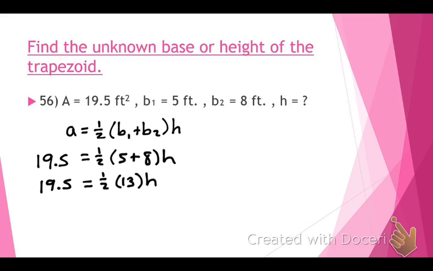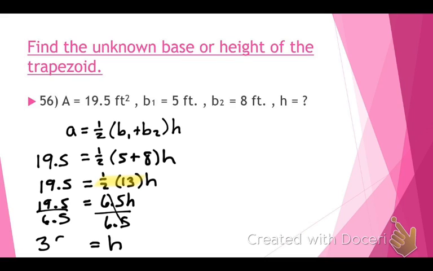13. Okay, once again, still nothing to do on the left side. Is there anything to do on the right? Yes, 1/2 times 13. What is half of 13? 6.5. Guys, what's not allowing the h to be alone? How do I get rid of 6.5? Divide by 6.5 on both sides. These cancel out.